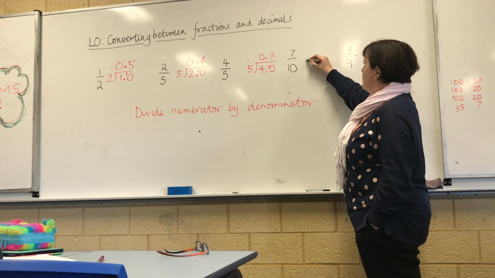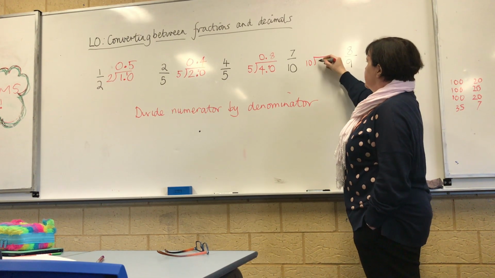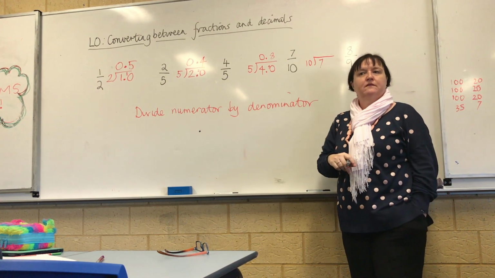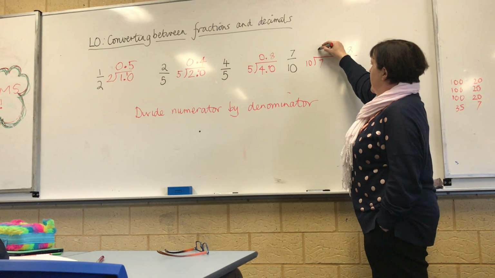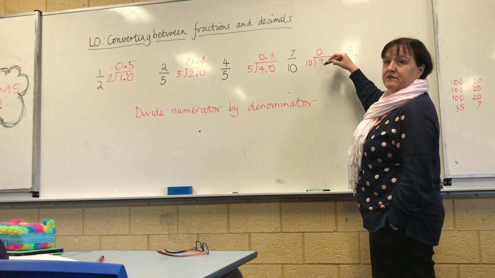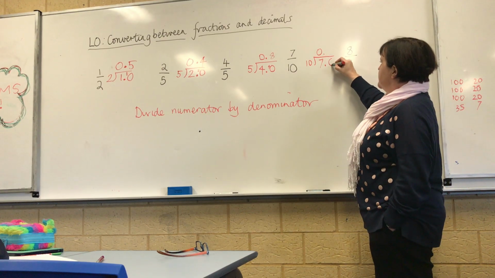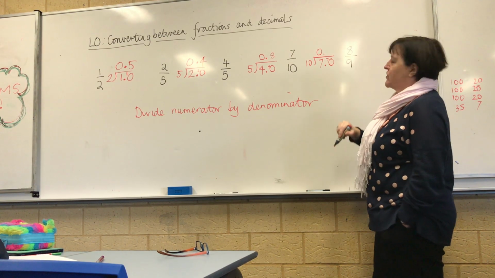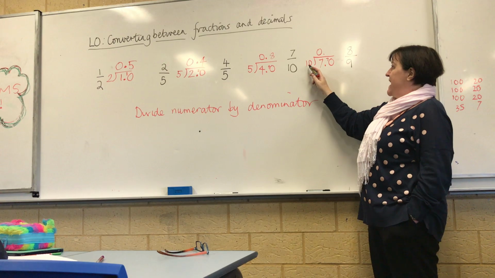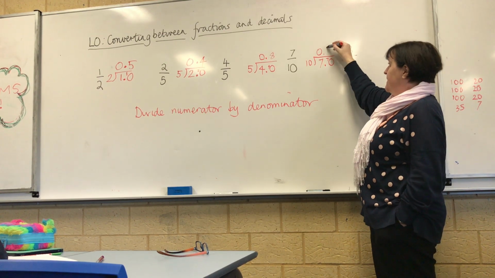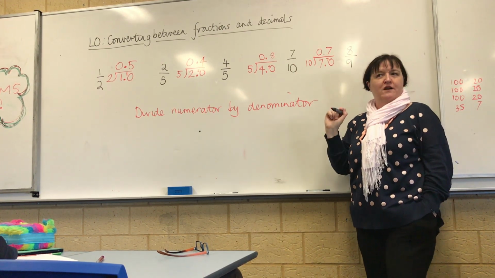Okay, this one then, we've got 10 into 7. How many 10's are there in 7? None. So we put a 0 and we carry the 7 across. How many 10's in 70? 7. There you go, and that shows you why it works.